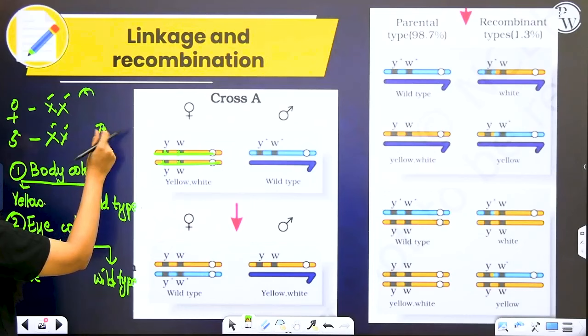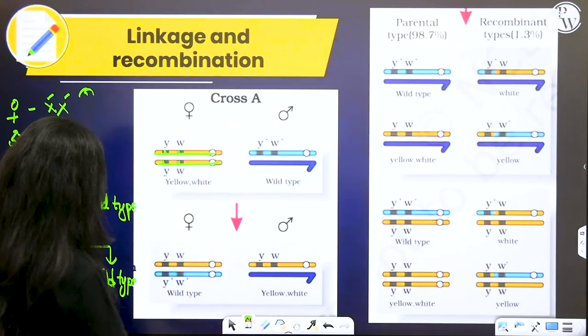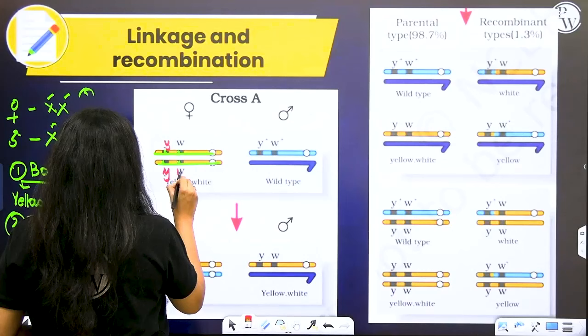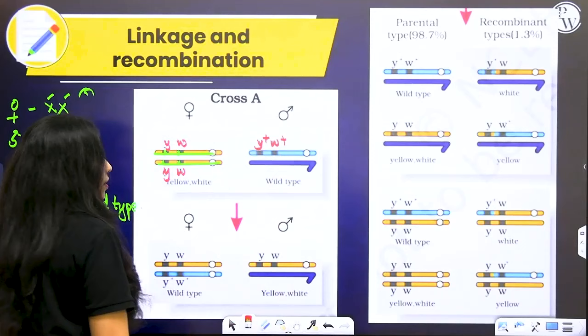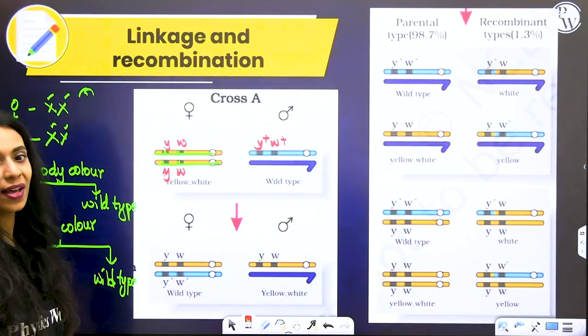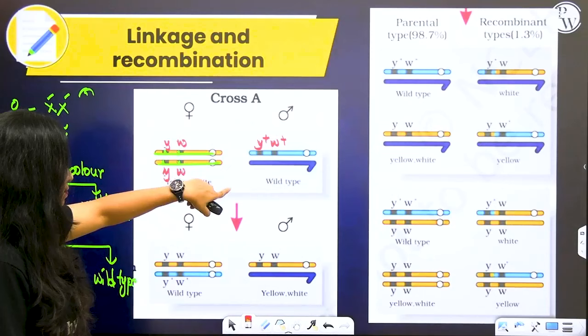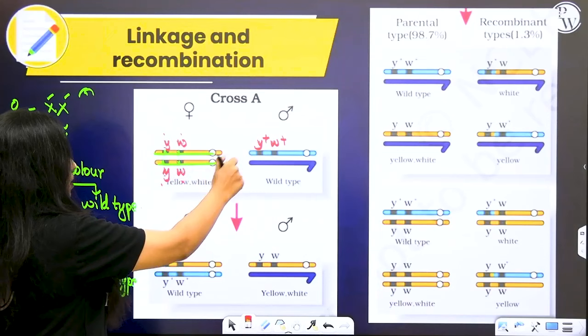What he does here is, he takes the letter of the recessive one, which in this case is Y. Y is recessive. Y plus is dominant. W plus is dominant. So to the recessive letter, you add a superscript plus that will make it dominant. So that's what you're looking at here. Here you have female, here you have male. In female, 2X chromosomes. So this is like a diploid condition. Here it is just 1X chromosome.